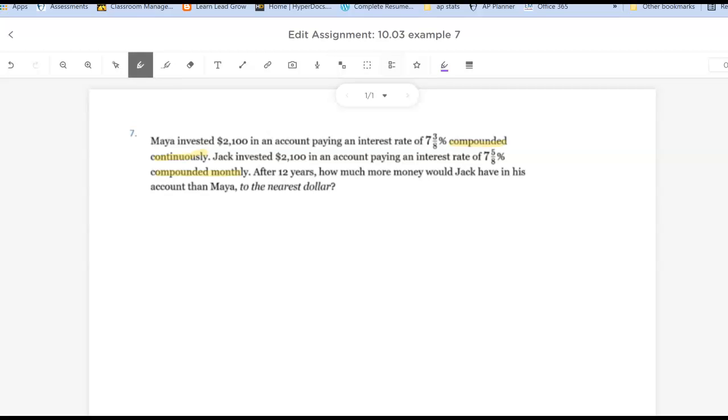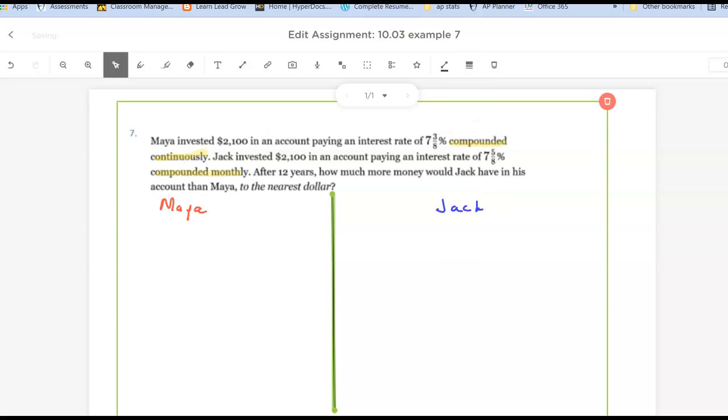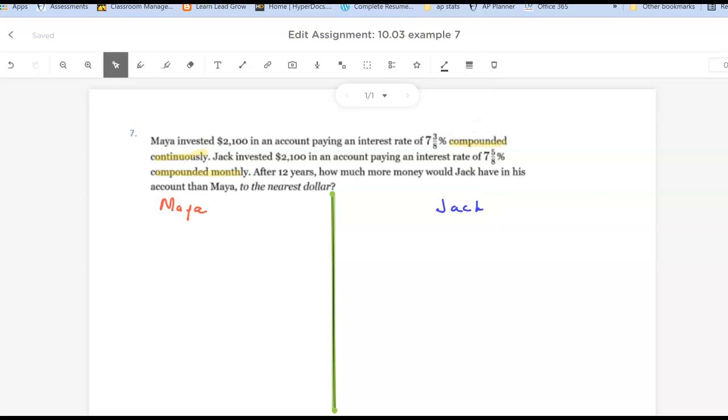So we see that we're comparing two different groups, two different people's investments, Maya and Jack. And let's create a line down the middle between the two. Let's thicken that line. So Maya is investing her money continuously. So the formula is PERT, the shampoo formula.